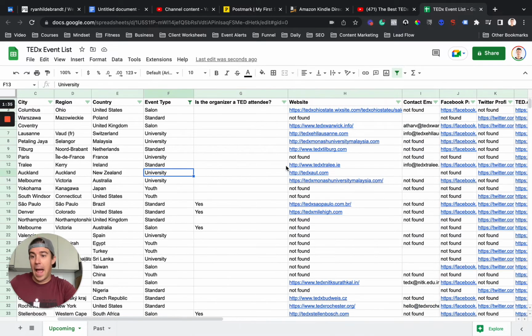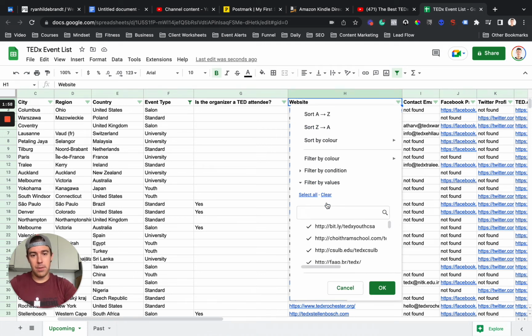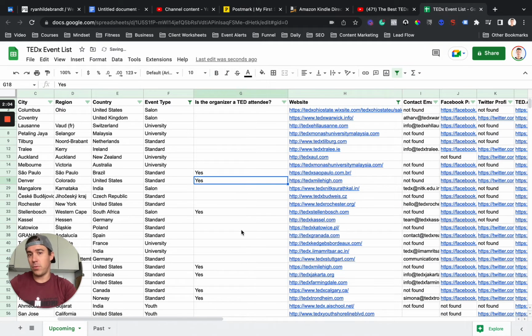The next thing is, how do you find the application process? The easiest thing to do is to find events that have websites. You can see not everyone has a website. If they have a website, it's a pretty good signal they are at least open for people to apply to speak there. So what I like to do then is on the next column, just filter out the events that don't have websites.